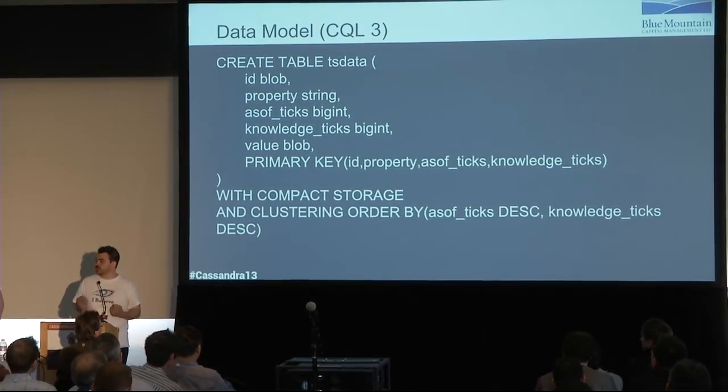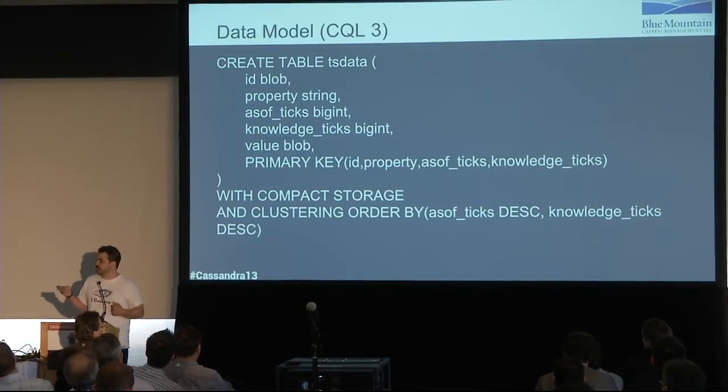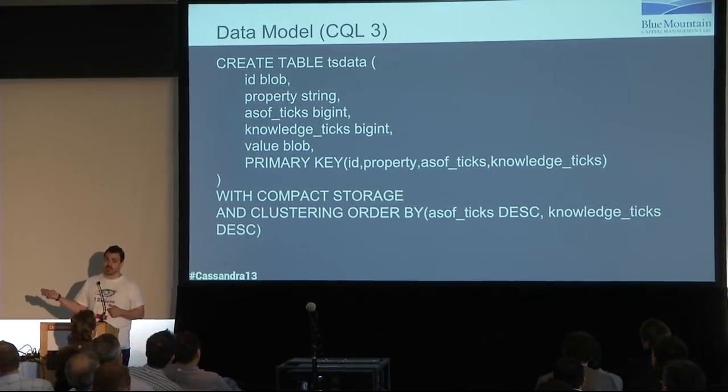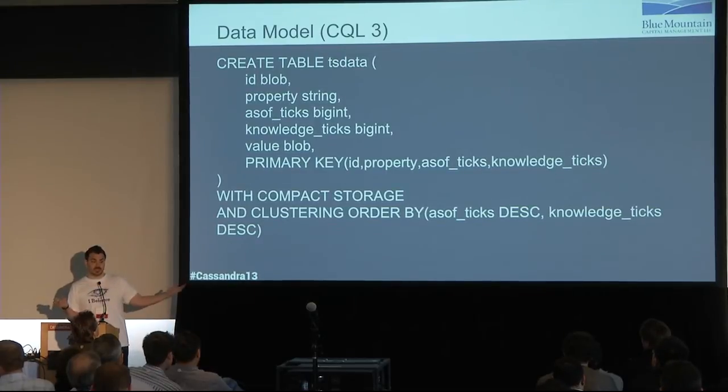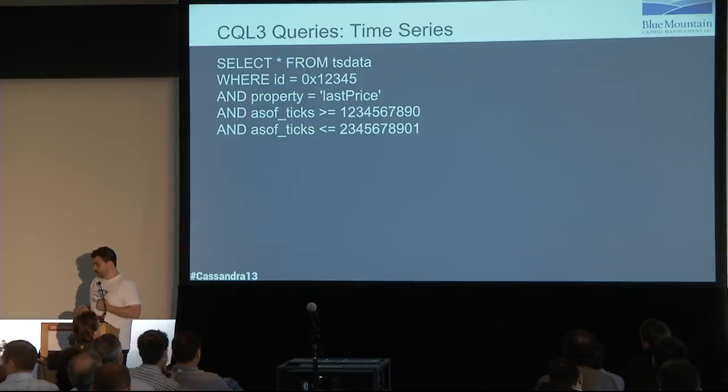And by using that, you can order things. So things are naturally ordered first by identifier. Well, you have to send in the identifier, but then it's ordered by the property, the as of time, the knowledge time, and so on. And the clustering order makes it so that you're always looking in descending order. So it's from now going backwards.